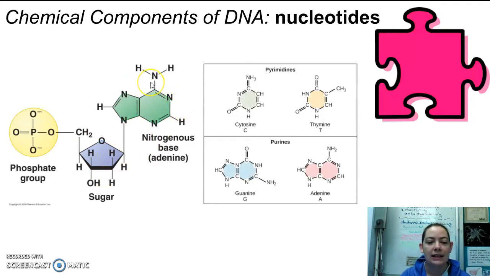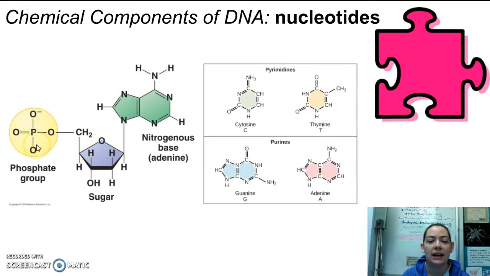And then here is a nitrogenous base, meaning that it has a lot of nitrogen in it. And there are 4 of these. So any 4 of these could possibly be connected to the sugar right here. And these 4 bases are called cytosine, thymine, guanine, and adenine, but we normally just abbreviate them as C, T, G, and A. So any one of these bases connected to a deoxyribose, which is connected to a phosphate group, makes up a nucleotide.